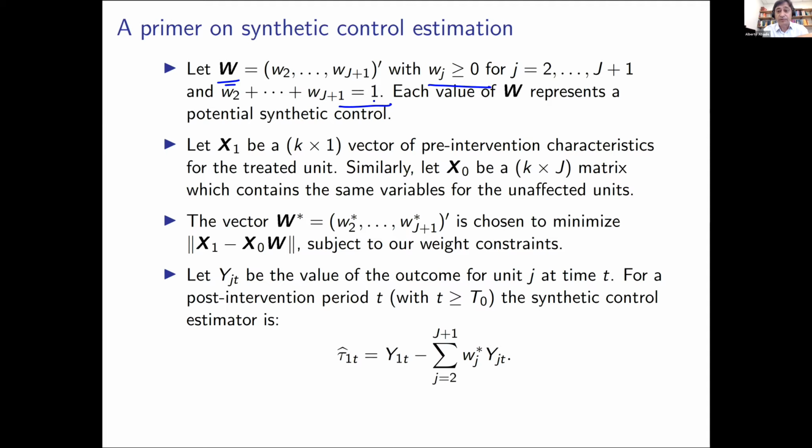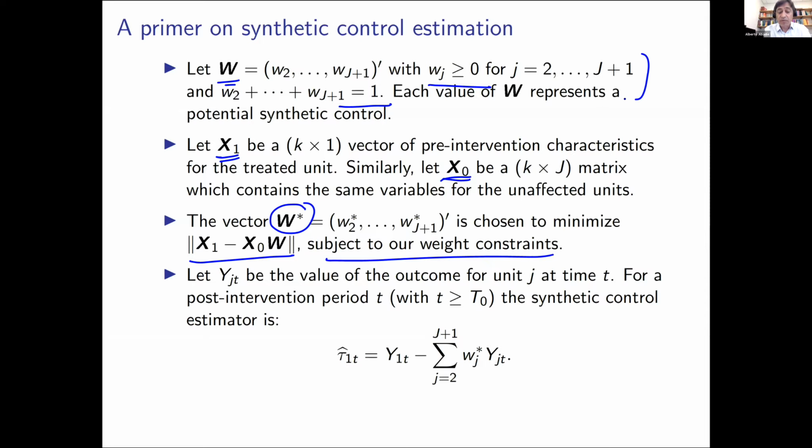Okay, so how are we going to choose among all these potential synthetic controls? Well, we are going to specify a vector of characteristics for the treated unit, and again, these are predictors of the outcome variable of interest. This is a k times 1 vector, and we are going to have a matrix with the same characteristics for the units in the donor pool. And our vector of synthetic control weights is going to be chosen to minimize the discrepancy between X1, the characteristics of the treated unit, and X0W, the characteristics of the synthetic control, subject to the weight constraints that we described before.